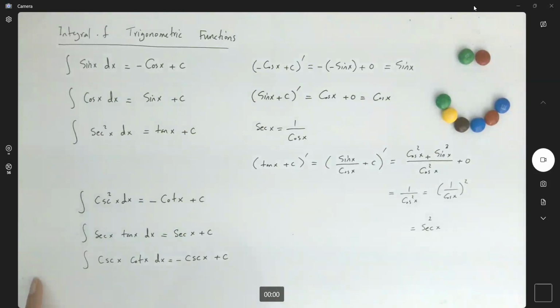Later on, we're going to talk about the integral of tangent and cotangent alone when we're talking about the substitution method.